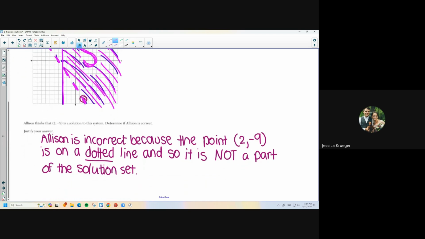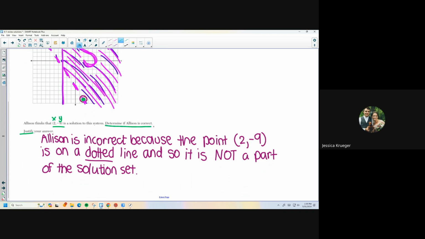So justification could be a calculation. If you wanted to substitute (2, -9) into both of the inequalities and show that it makes the top inequality false, that would be an appropriate justification. You can also use sentences to explain or justify your answer. Justification does not require a sentence, but you can use a sentence. So make sure you answer the question.